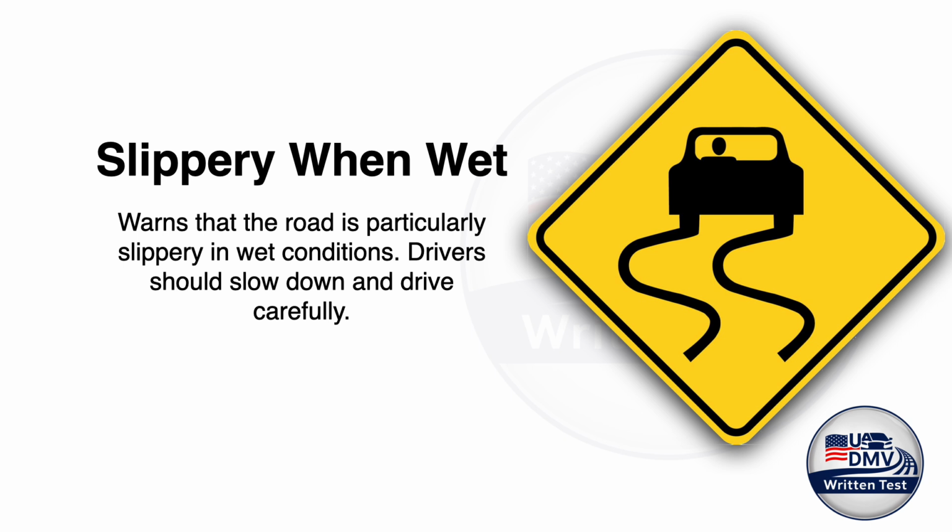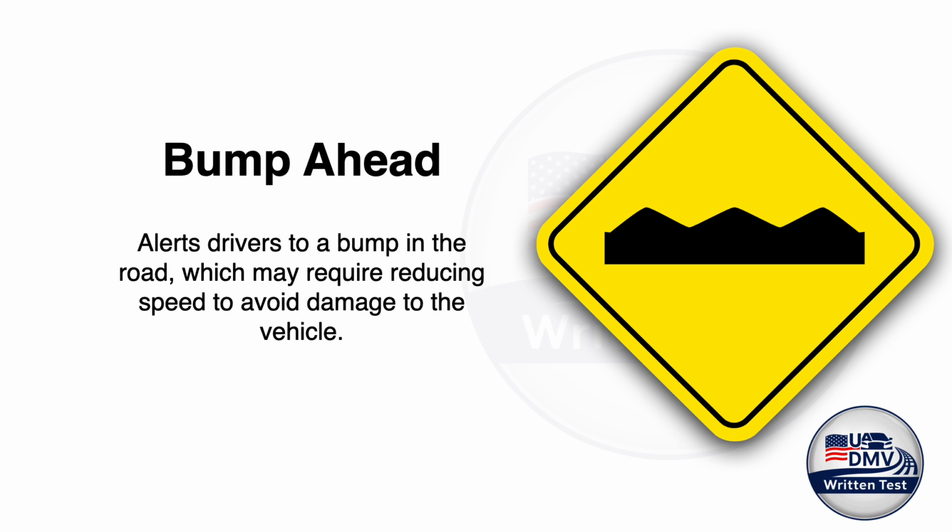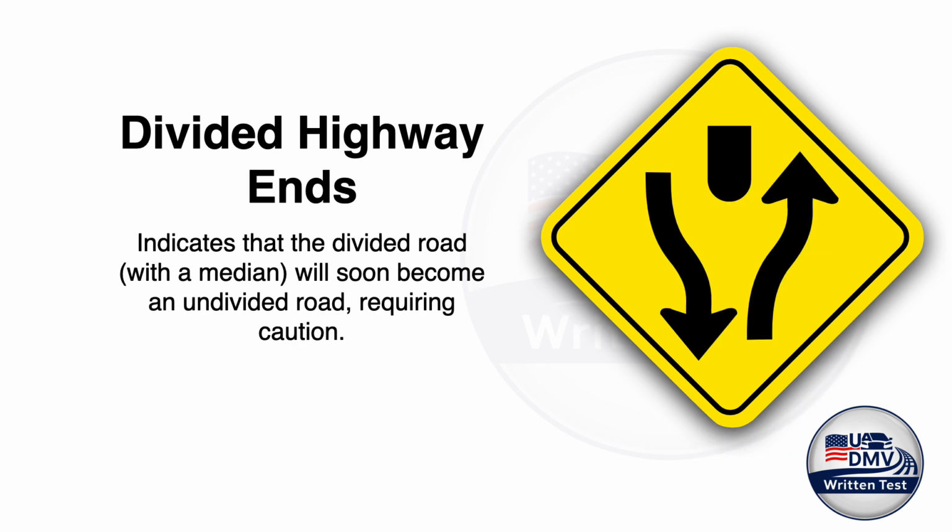Drivers should slow down and drive carefully. Bump ahead alerts drivers to a bump in the road, which may require reducing speed to avoid damage to the vehicle. Divided highway ends indicates that the divided road with a median will soon become an undivided road, requiring caution.